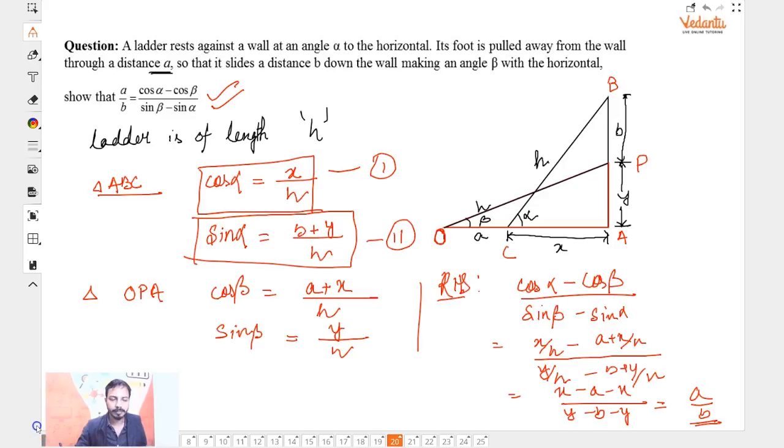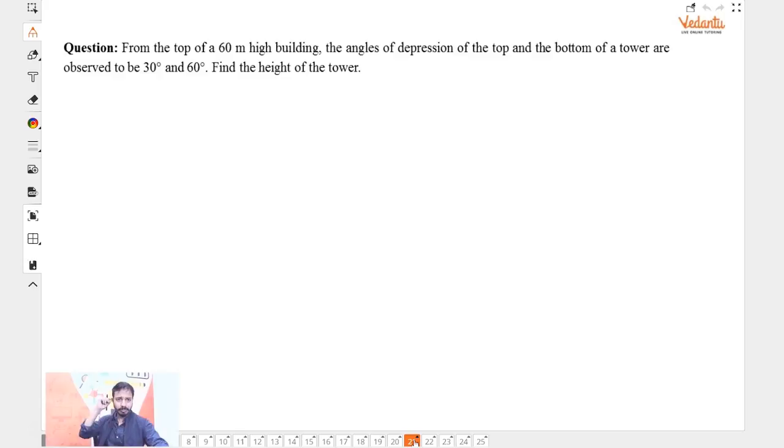All of you got it? Okay guys, so now let me see these types of questions. Let me go for the next one. So this says from the top of a 60-meter building, the angle of depression of the top and the bottom of a tower are observed to be 30 and 60. Find the height of the tower. Now these types of questions are very simple.